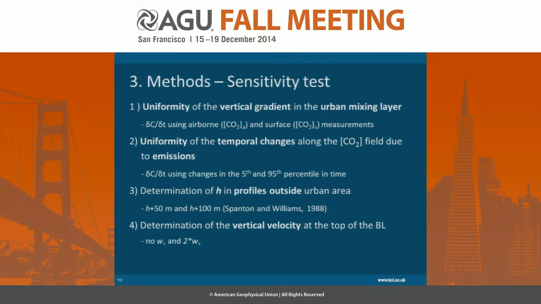And since we had to calculate the boundary layer height from profiles carried out outside the city, we corrected for that, because in the city usually the boundary layer height is higher than in the rural area, so we corrected for that assumption. And eventually, because the vertical velocity at the top of the boundary layer is a term that is quite difficult to quantify, we calculate the fluxes using no vertical velocity and twice the vertical velocity.